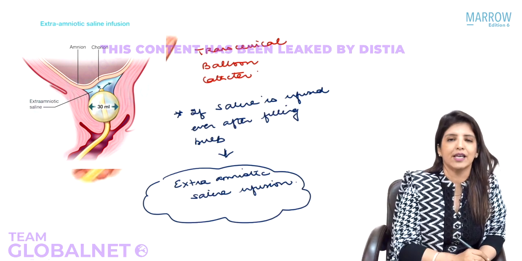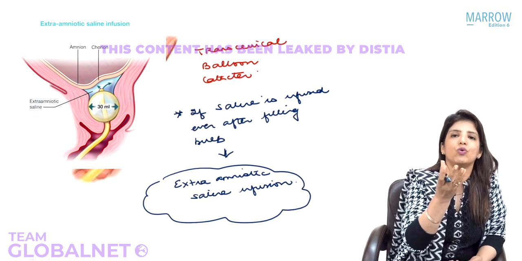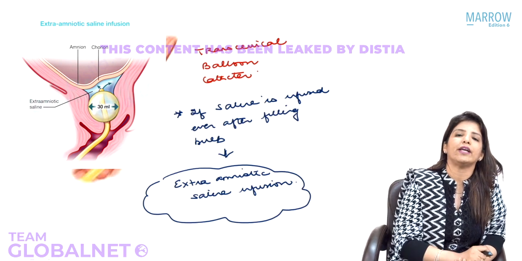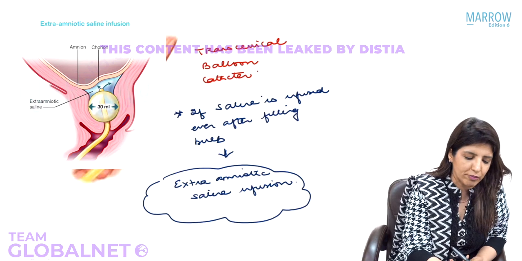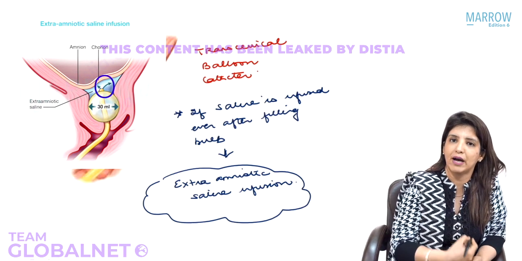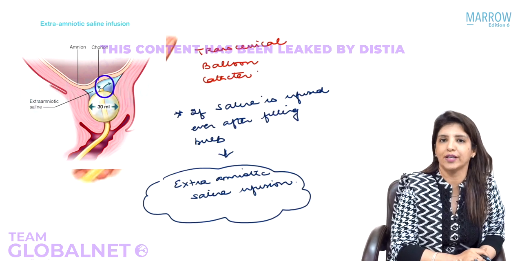Now, in this case, there is one more thing what you can do. Once you have put the Foley's and you have inflated its bulb, you can infuse more normal saline, and the more normal saline which you are going to infuse, it is going to come out from the bulb and it is going to go into the extra amniotic space.